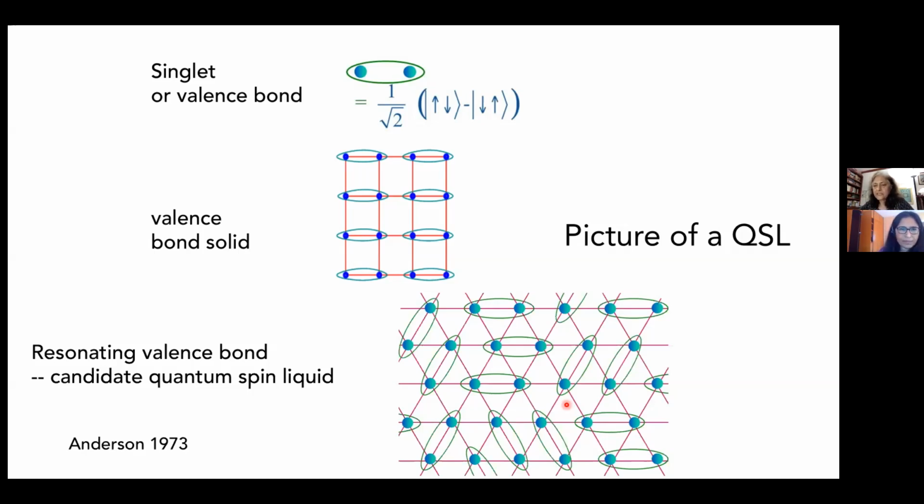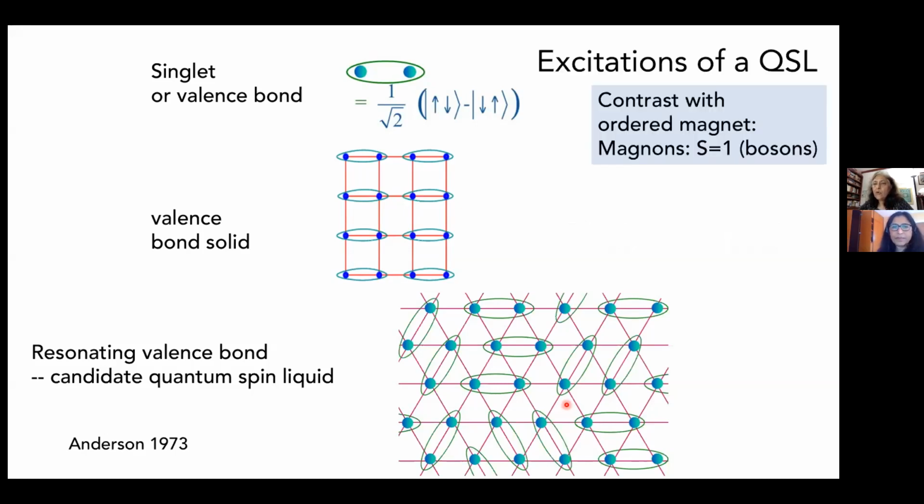Okay, so that's the picture to carry in your minds. It's a set of these overlapping configurations with specific phase factors, so that the system resonates among all of these, and that's what we would call a spin liquid. And the question is, what are the excitations of such a spin liquid? Let's contrast that with excitations that we know very well for an ordered magnet.